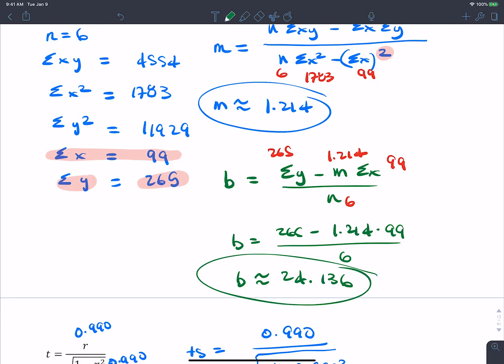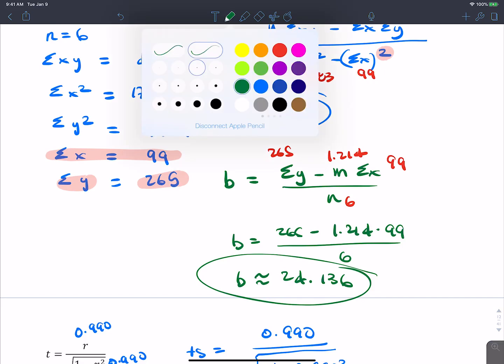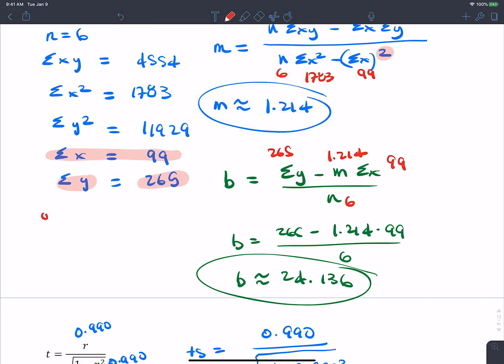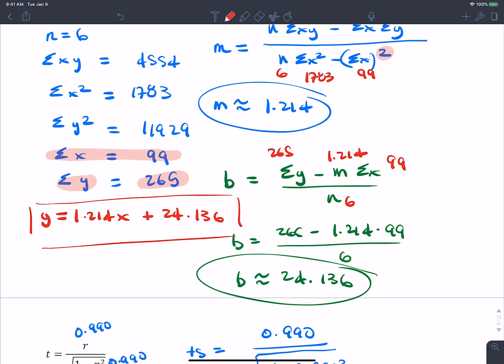All right, 24.136. So let you guys know here, I'm going to write it this way. That best fit line is 1.214x plus 24.136. This here, ladies and gentlemen, is what you find and use to predict for this physical situation, right? The relationship between the two variables x and y is in fact linear, okay?